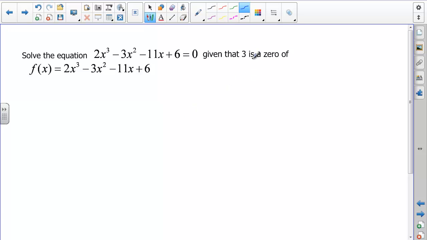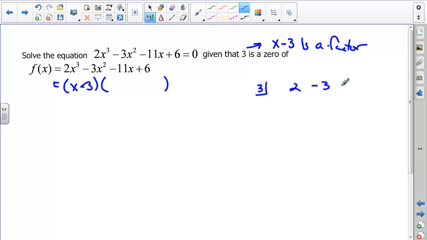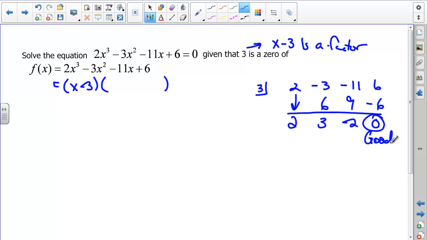Here's one other example. If 3 is a 0, x minus 3 is a factor. So what I'm going to do is I'm going to take this and I'm going to say, all right, well, let's put x minus 3 as a factor, and let's figure out what goes there. So synthetic division, 3, 2, negative 3, negative 11, and 6. Bring down the 2. 3 times 2 is 6. Add those down. 9, negative 2, negative 6. We get a remainder of 0, which is good. And I know that in here it goes 2x squared plus 3x minus 2.